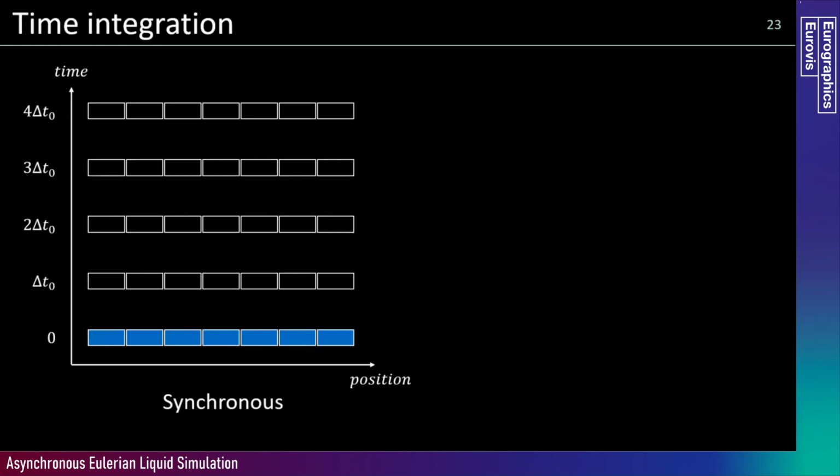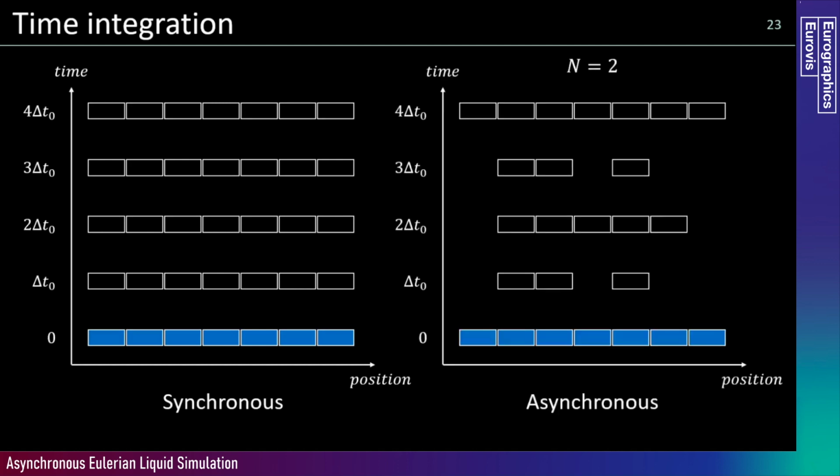Next is about the time integration. This figure illustrates a 1D simulation for ease. Each block represents a cell. With the synchronous method, the amount of computation is related to the number of blocks. However, once the domain is decomposed with the interval coefficient n equal to 2, we can reduce the computational cost as illustrated here.